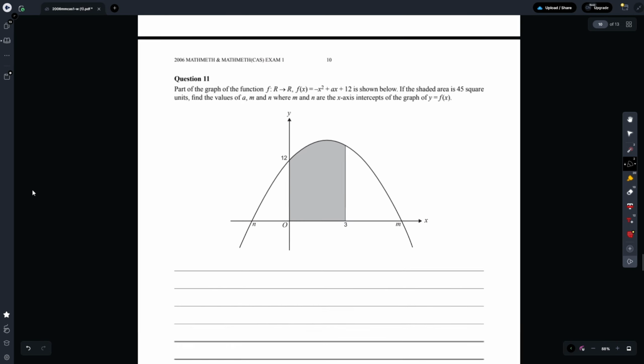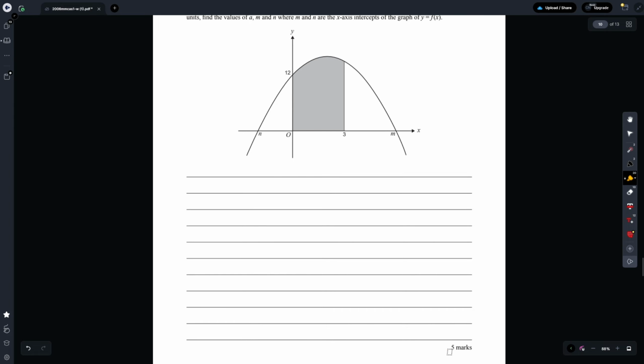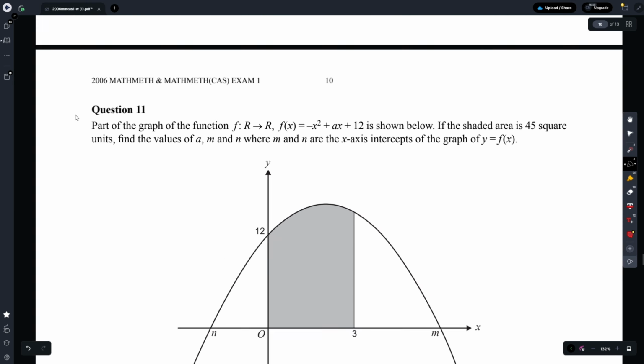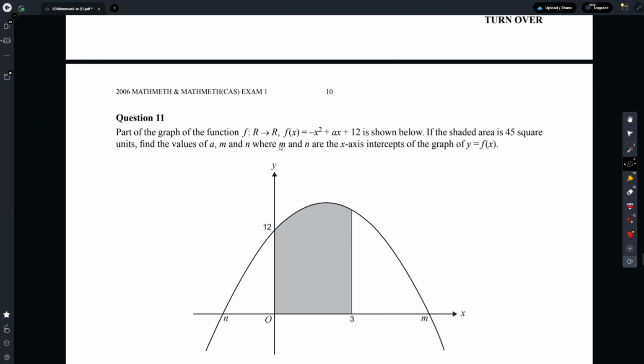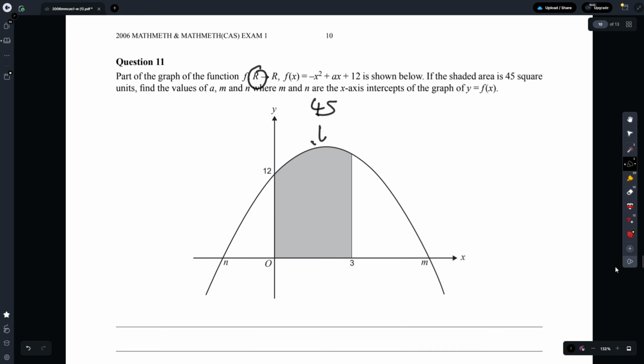Okay, the last question, I'm pretty sure, yes. 5 marker. Oh no, this is a fat one. Part of the graph of the function f, with domain of real values, is shown below. If the shaded area is 45, you need to find the values of a, which is here, and m and n, where m and n are the x-axis intercepts.